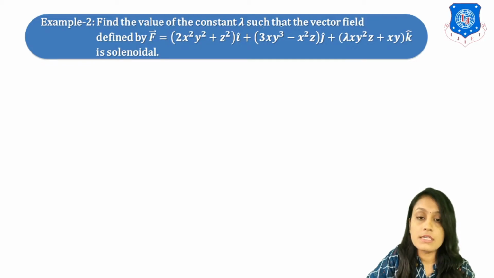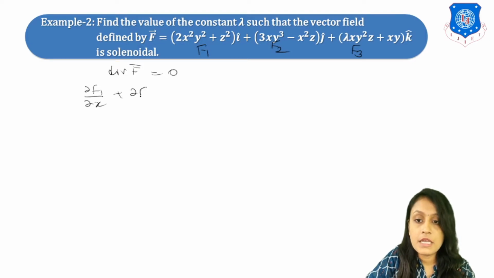Find the value of the constant lambda such that the vector field defined by f bar is solenoidal. In the question it is given that the vector field is solenoidal, so divergence of f bar is equal to 0 is already given, and we have to find the value of lambda. This is your f1, this is your f2, and this is f3. The formula for divergence of f is del f1 by del x plus del f2 by del y plus del f3 by del z, and this is equal to 0, already given.